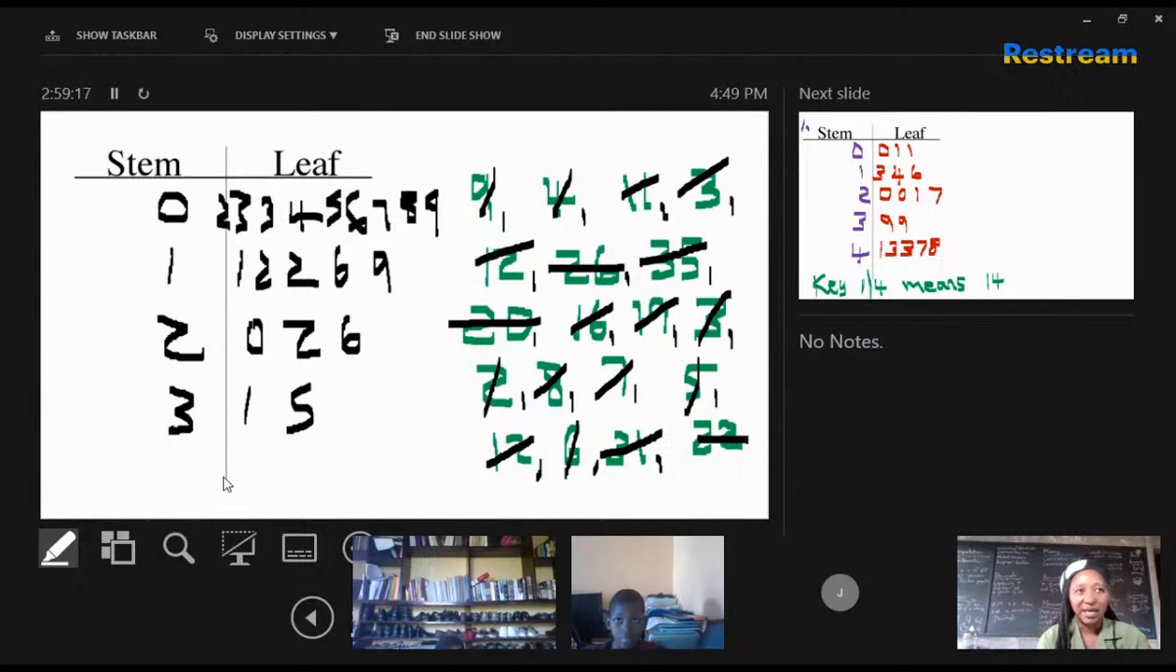And what is the median? Go ahead. The median is the middle number, and if there are 2 middle numbers, add them together and divide it by 2. All right, but what do we need to do in order to determine what the middle numbers are?